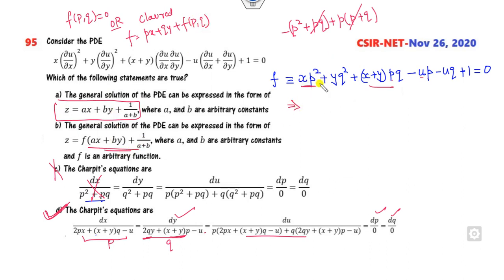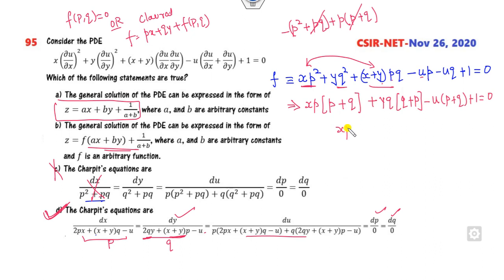So let's see this one. Can you simplify this? If I open this bracket and take xp common, this is p, xp common plus q. Fine. From here, if I take yq common, it's q plus p. From here, it is p plus q plus 1 is 0. So p plus q is common throughout. So yq minus u is minus 1. Can you find the value of u from here? I can divide by p plus q here. So u will be px plus qy plus 1 over p plus q.